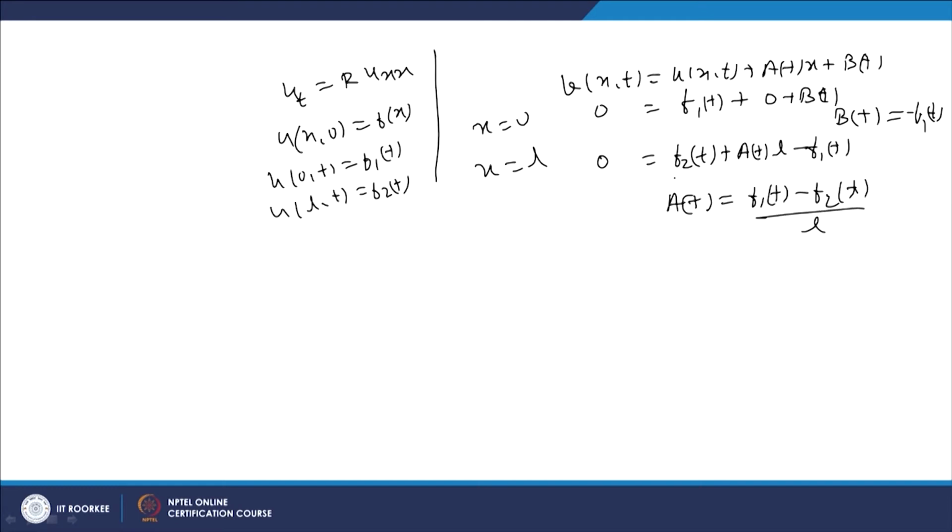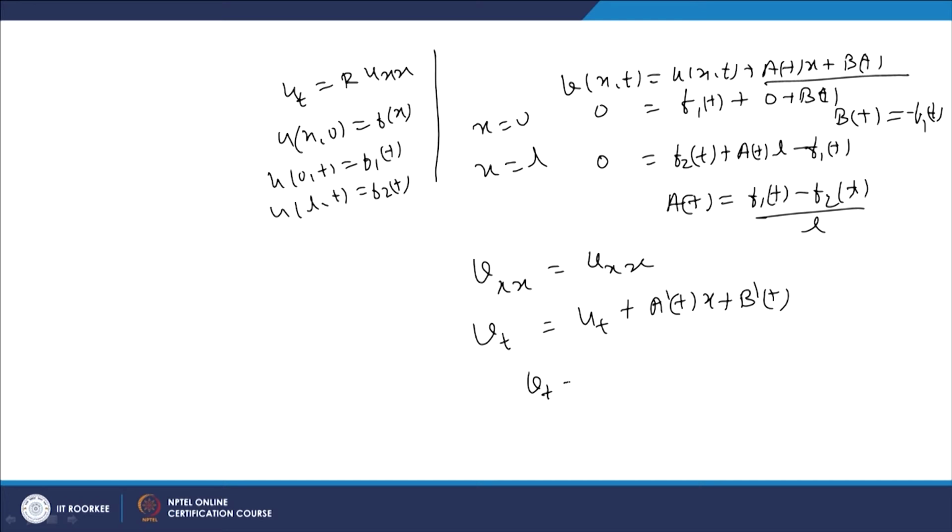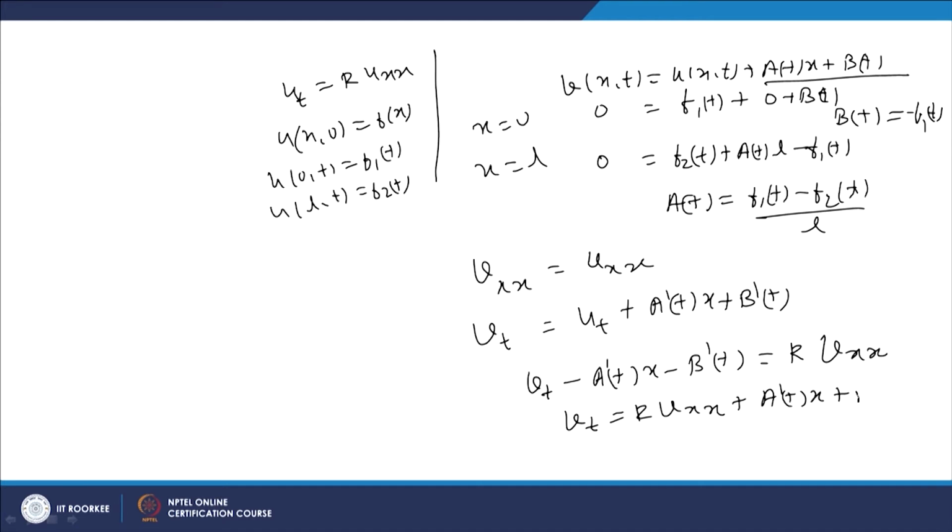So, you can find a(t) and b(t), but this v_xx will be the same as u_xx, that you can see, because this is linear in terms of x. But v_t will be what? v_t will be u_t plus a dash(t) x plus b dash(t). So, we can write our equation as v_t minus a dash(t) x minus b dash(t) equal to k times, in place of u_xx I can write v_xx. So, we can write v_t equal to k v_xx plus a dash(t) x plus b dash(t).